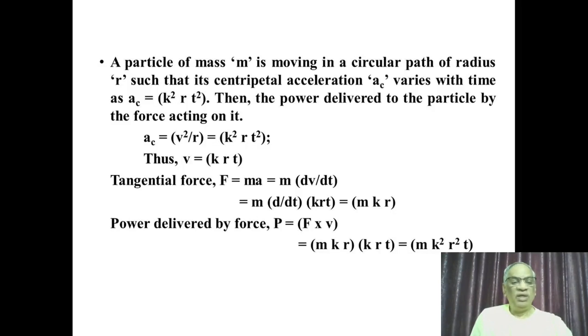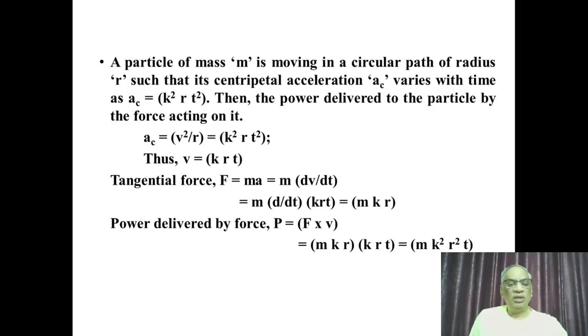Tangential force F is equal to m a, that is m dv by dt, that is m d by dt of k r t, since velocity is k r t. So d by dt of k r t is equal to m k r. Power delivered is equal to force into velocity. So m k r into k r t, that is m k square r square t.